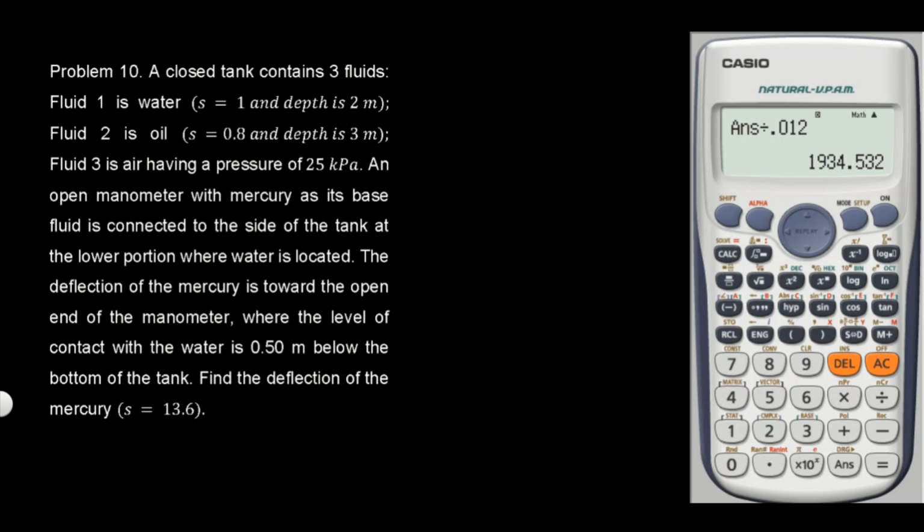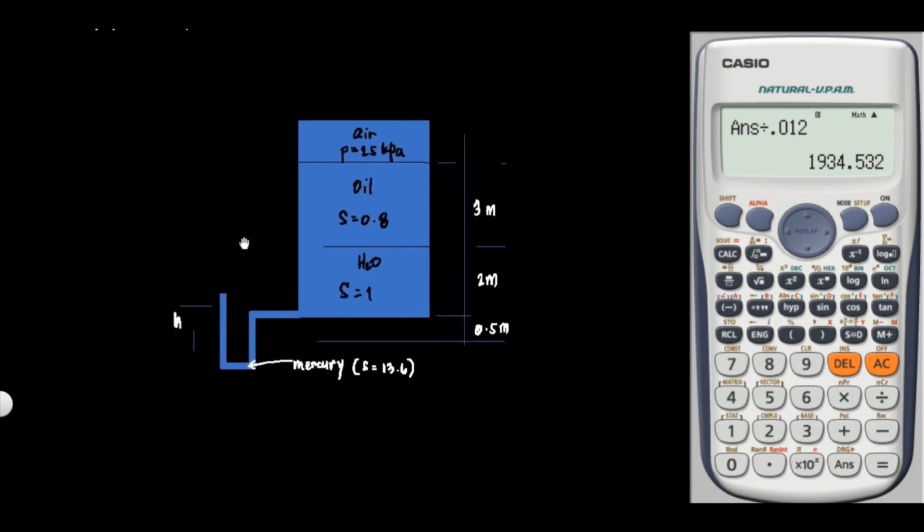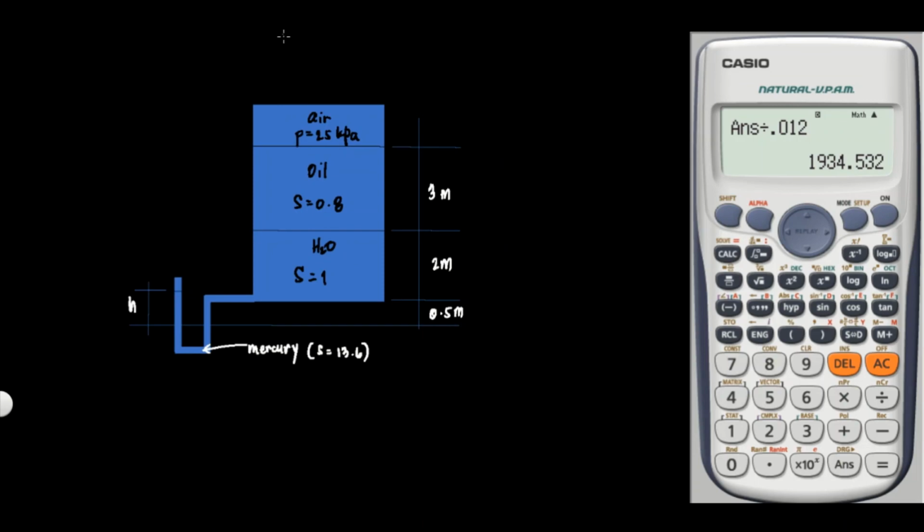Then find the deflection of the mercury. So here we have air pressure at the top, then oil, then water, given the corresponding heights, plus 0.5 more at the bottom. Mercury is the base fluid. What is the deflection of the mercury? Okay, let's proceed directly.